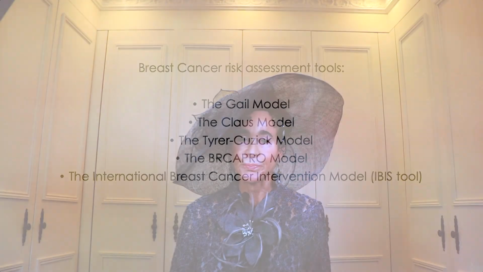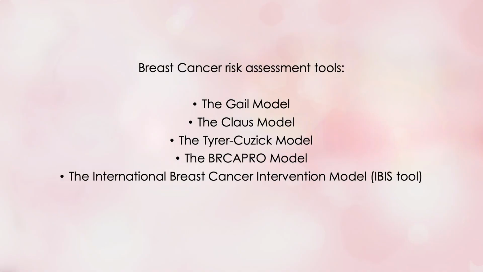So to begin, I'll give you a list of the various risk assessment tools and then we'll address them each just very briefly. The currently available risk assessment tools for breast cancer include the Gail Model, the Claus Model, the Tyrer-Cuzick Model, the BRCAPRO Model, and the International Breast Cancer Intervention Model, also called the IBIS, I-B-I-S tool.